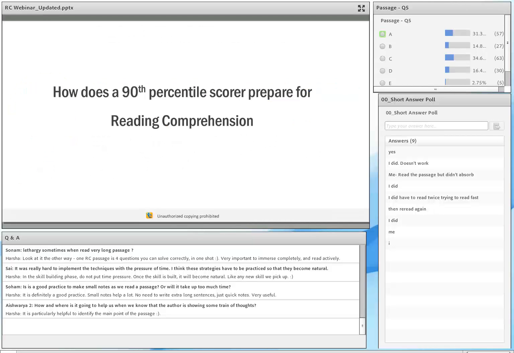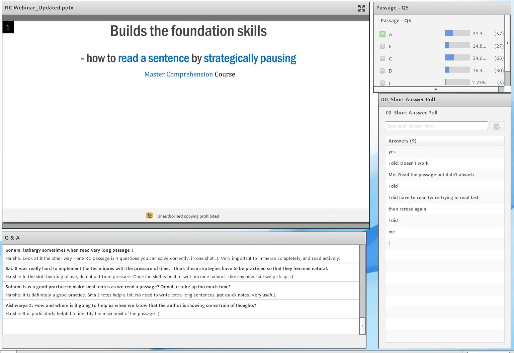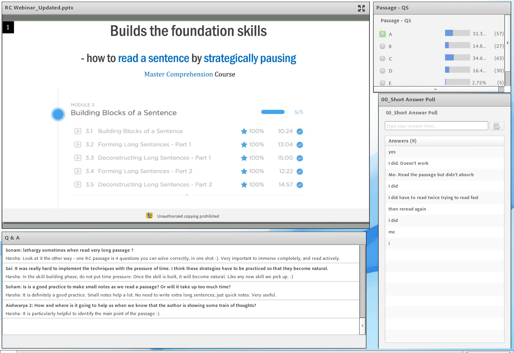Okay. So how does a 90th percentile scorer approach RC? Let's look at that. The first thing you have to do is go through the master comprehension course, which is where we tell you how a sentence is built. How do you form long sentences? We start with a 2-word sentence and extend it to a 62-word sentence. Just to tell you how big a 60-word sentence is, the largest CR argument is about 90 words.